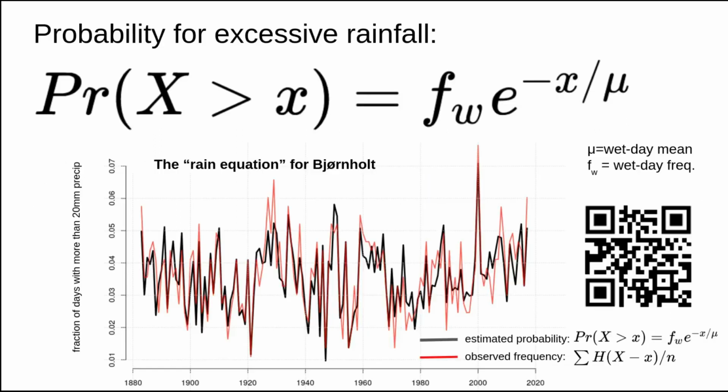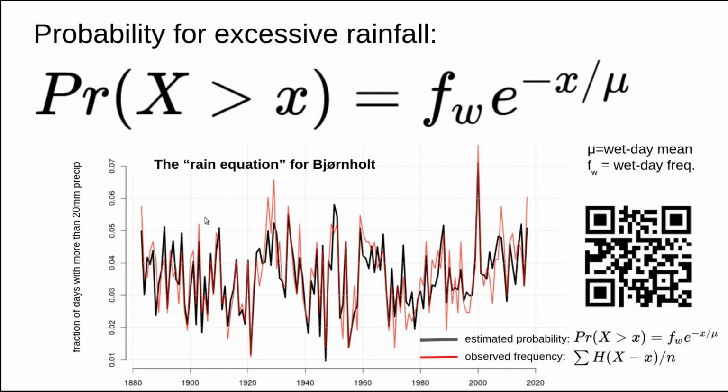This slide here shows how we can estimate the probability for heavy rainfall amounts. So we have two parameters. We have the wet day frequency here and the wet day mean precipitation, which is mu here. And these two parameters can be estimated from the daily data. And then we assume that the distribution of the wet day amounts follows an exponential distribution. So that means that once we estimate these two parameters, we can estimate how often we get more than, say, 20 millimeters, as shown in the example here, or 30 millimeters, and so on.